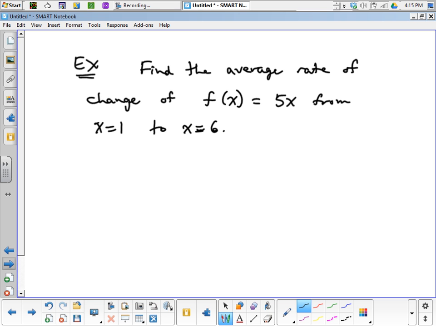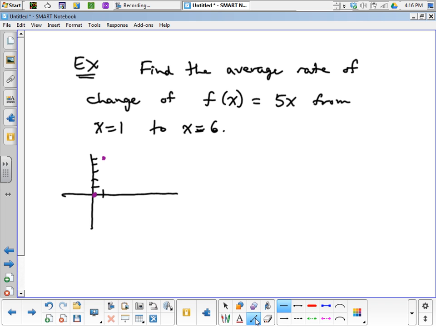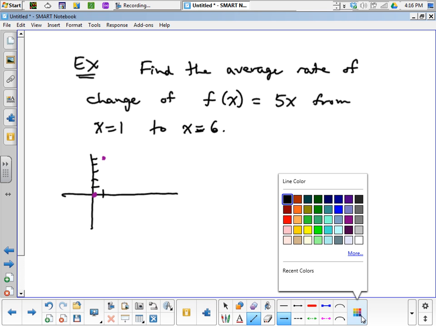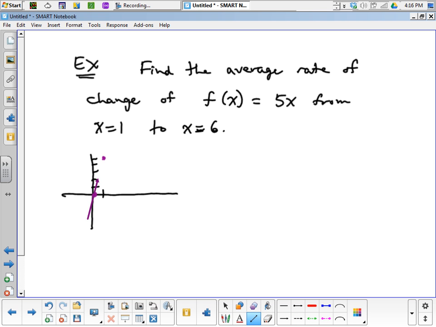Okay, so here's what's going on. We have this function. Okay, 5x is actually just a line with slope 5. It passes through the origin. Alright, so it looks something like this. It passes through the origin, it passes through this point, because then we rise 5, run 1. Alright, I'm going to go ahead and put our line in there. I'll choose this color. Okay, here we go. Here's our line.